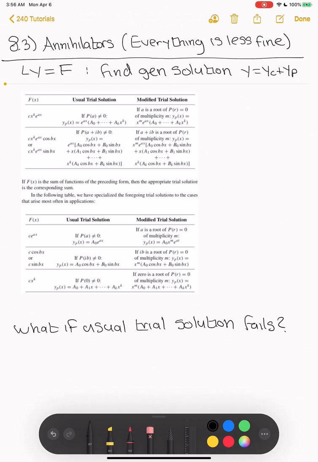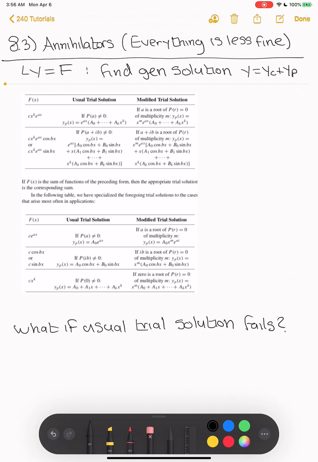All right, so last video we talked about how to use annihilators and the concept of particular solutions to solve non-homogeneous linear differential equations. Last time we talked a lot about using this usual trial solution as your way out of doing a lot of work and just solving the system pretty easily. We saw that the most difficult part was actually solving for the coefficients involved towards the very end. And so I want to just cover now what happens if the usual trial solution fails.